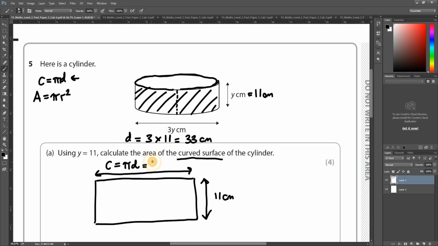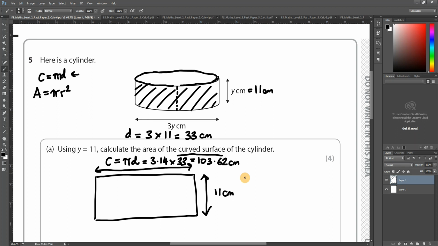And we're going to use 3.14 for pi, because that's what it says on the front of the paper. And for d, well, d was this bit here that we worked out. Diameter was 33. So let's do that separately. 3.14 times 33. That gives me 103.62. That's going to be centimeters. Yeah, so that's going to be that length there, the top of that rectangle.